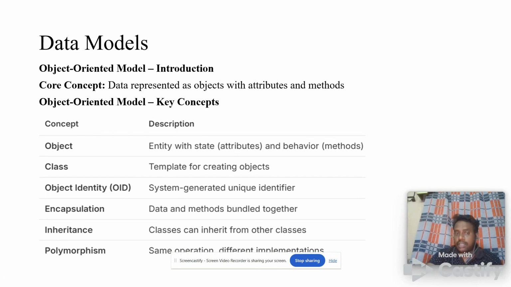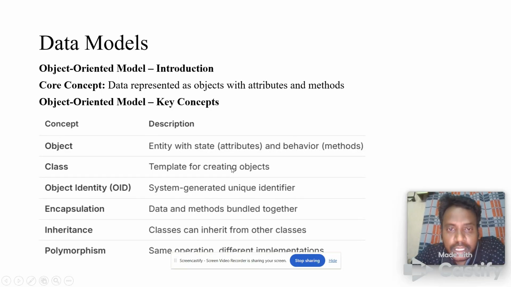The next data model is the object-oriented model. Here the data is represented in the form of objects with some attributes. What are the basic concepts behind it? Object class, object entity, and encapsulation. These are all object-oriented concepts you have already studied in object-oriented programming: encapsulation, inheritance, polymorphism, everything.